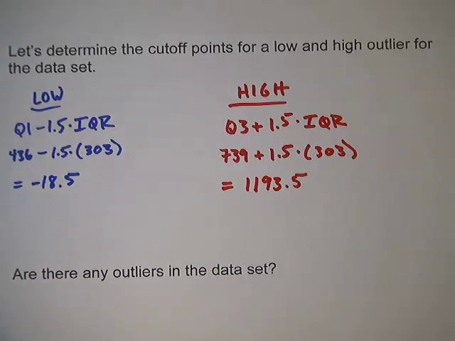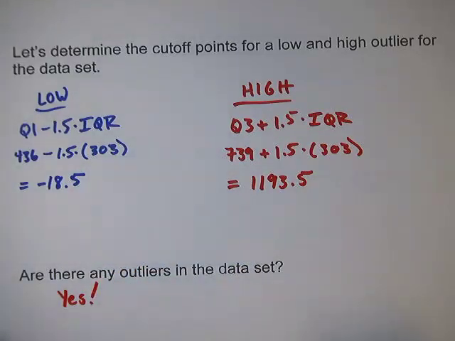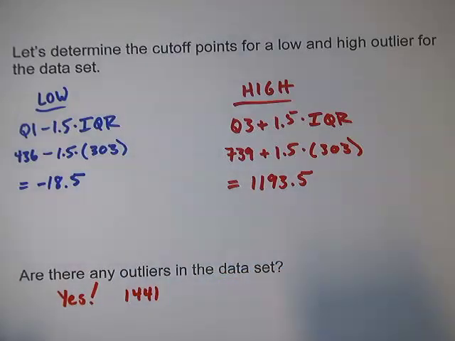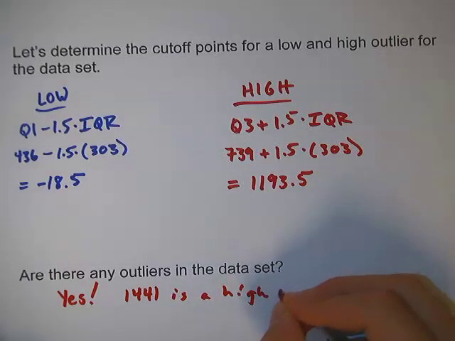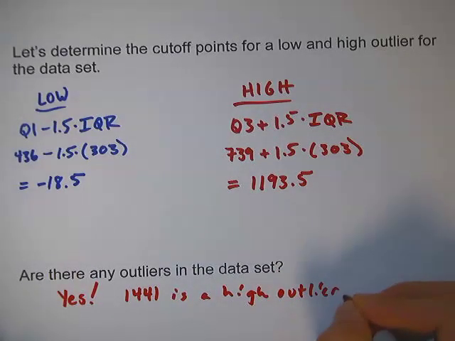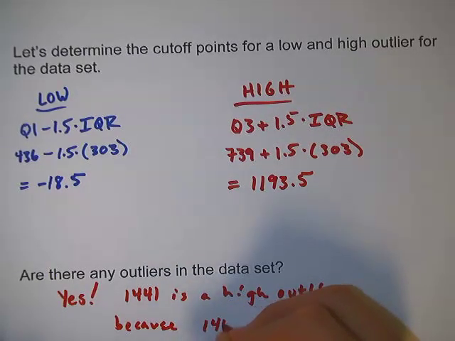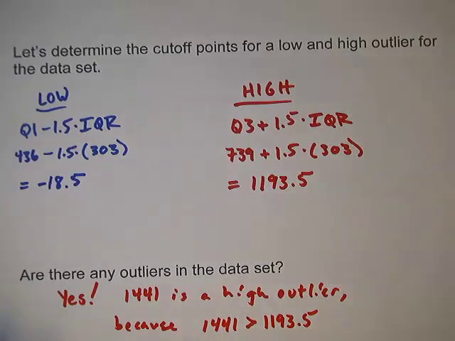Okay, so the question is are there any outliers in the data set? And to answer that, yes, there is. That maximum of 1441 is a high outlier because 1441 is greater than that boundary point that we found of 1193.5.